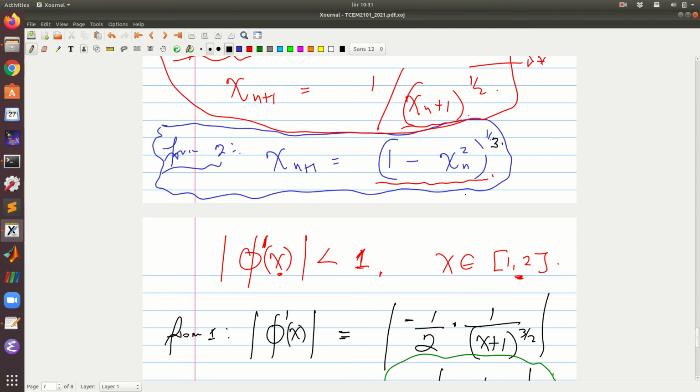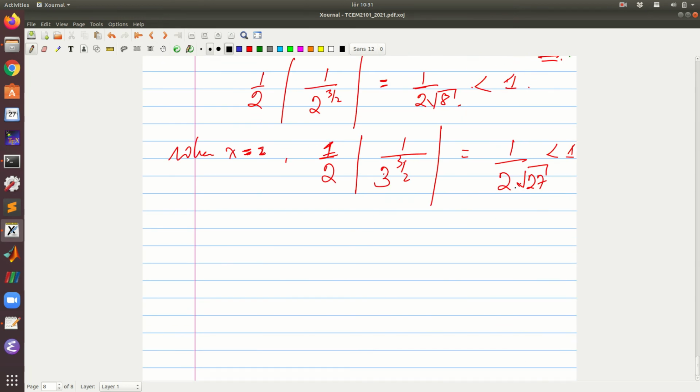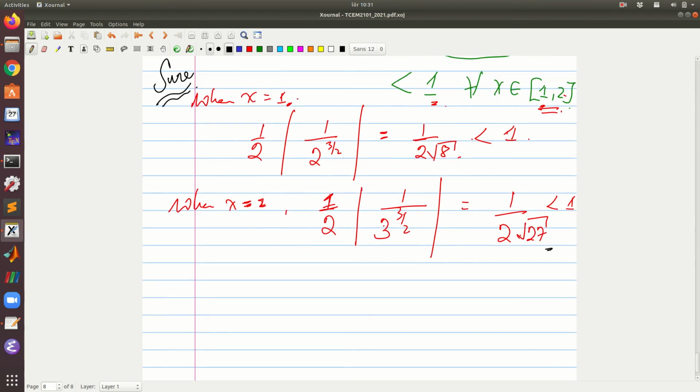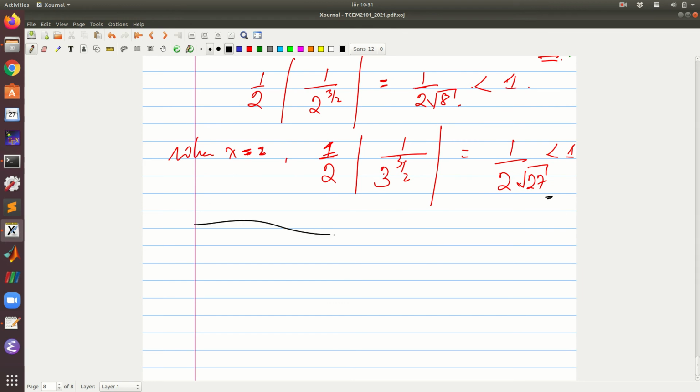Okay, so by differentiating this, you make sure that when you differentiate it and take its absolute value, it is less than 1 for all values of x taken from the interval 1 2. You can check that out. If it is not, then perhaps I made an error here on this form. Okay, let us assume that this is correct and we have done that.